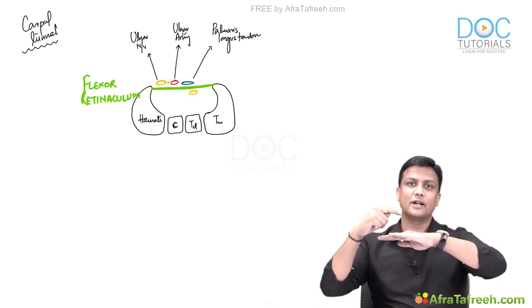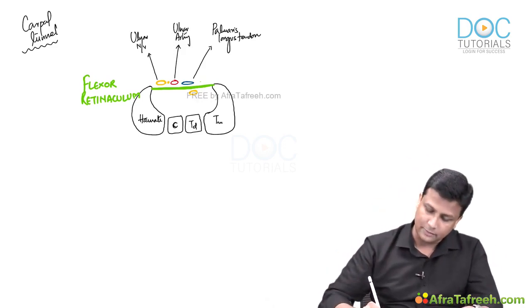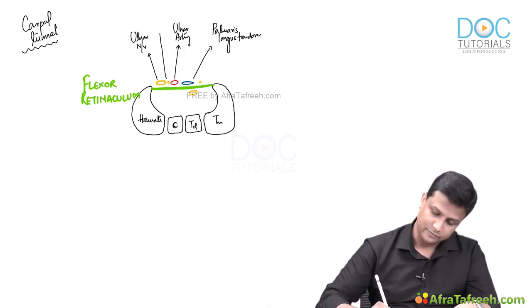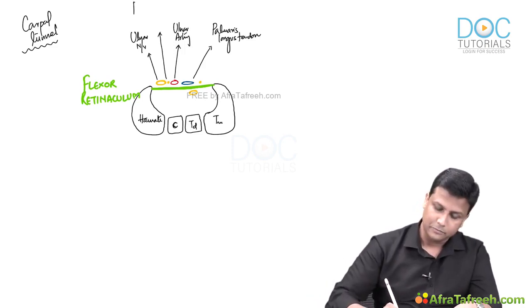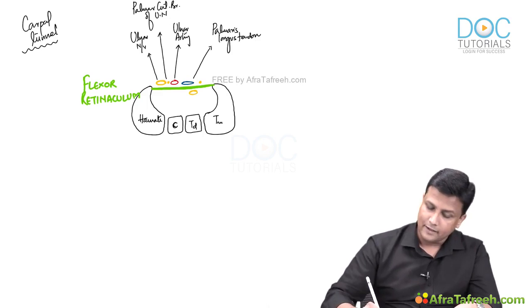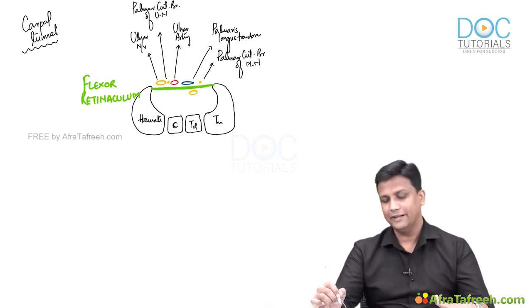The palmar cutaneous branch is going actually superficial to that one, guys. So here will be the palmar cutaneous branch of the median nerve. So this one here will be the palmar cutaneous branch of ulnar nerve, and this one here will be the palmar cutaneous branch of median nerve. Median nerve.